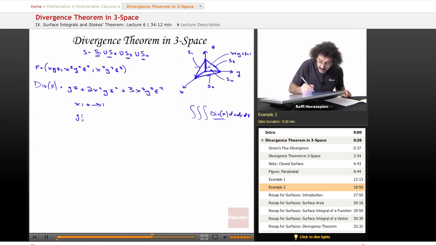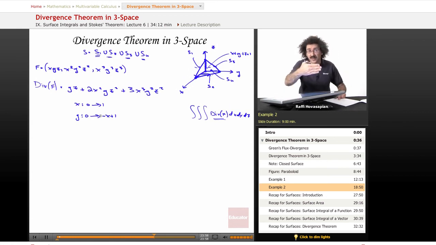Y, well, the relationship between y and x, y is going to be this height right here. It's going to go from 0 all the way to minus x plus 1. That's what this line is right here. If I take the xy plane, this line is minus x plus 1, or 1 minus x. So y is going to go from 0 to minus x plus 1.